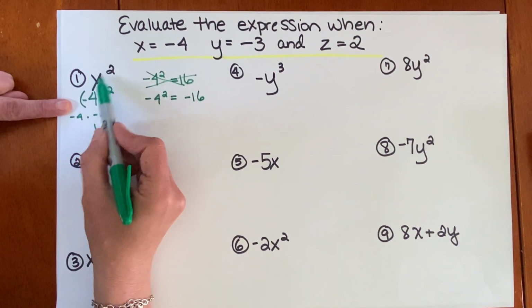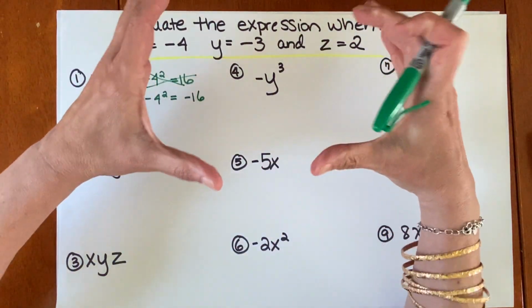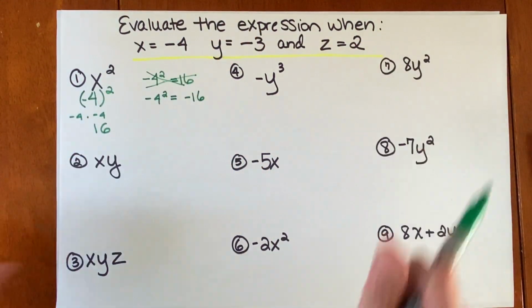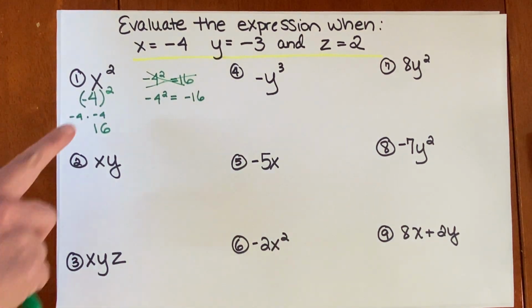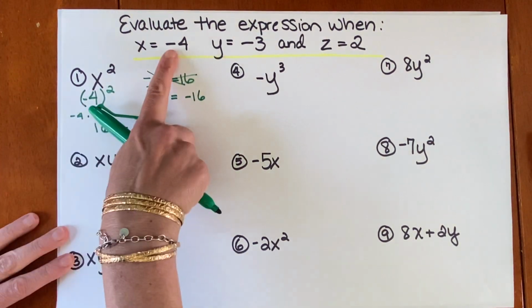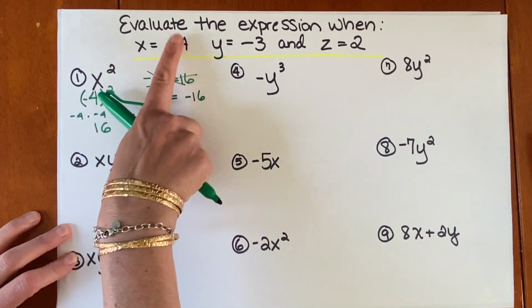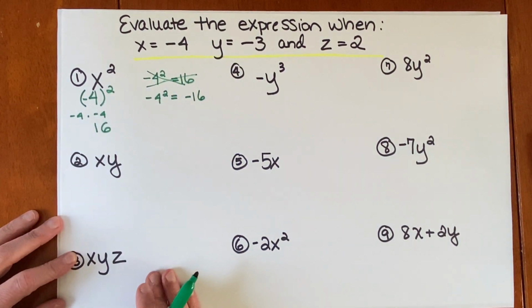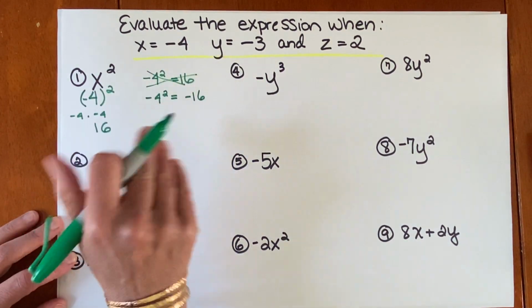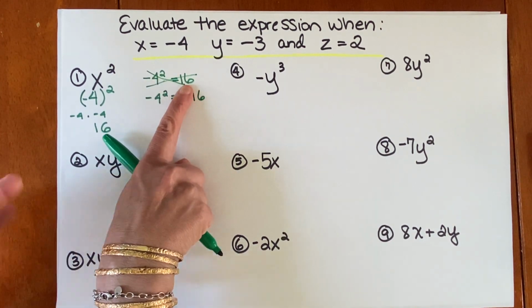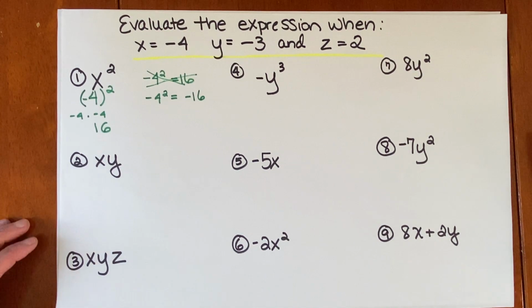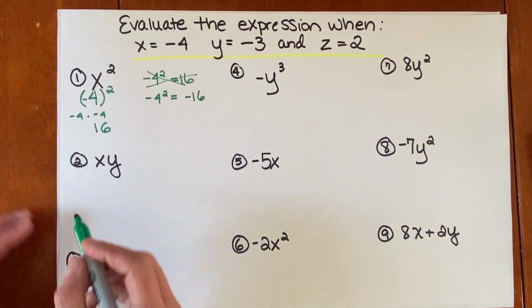We are squaring the whole package. We did this earlier in the year. We are squaring the whole package of x, which is a negative 4. So this is where you'll get tricked. If you show me this, I can't give you credit for it, even though you say, oh, I got 16 as my final answer. Careful with that.